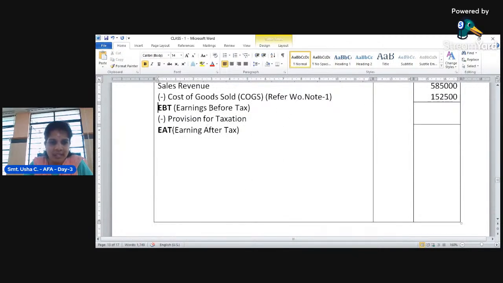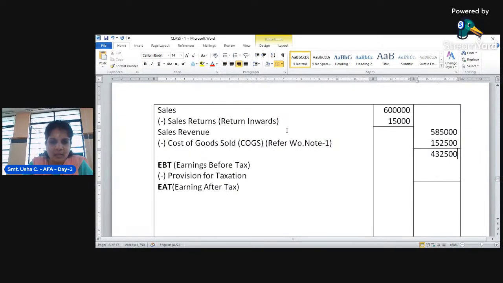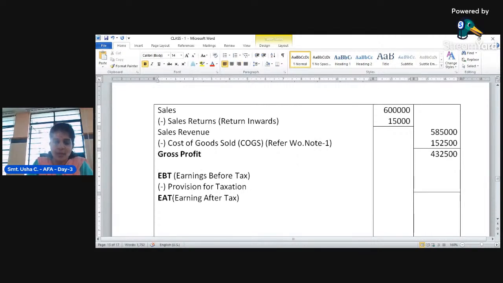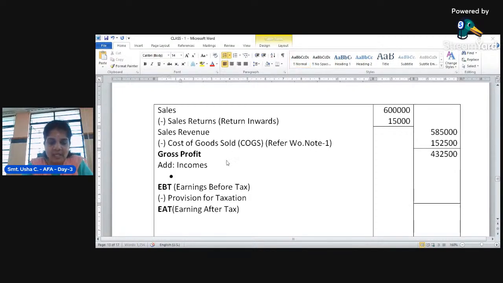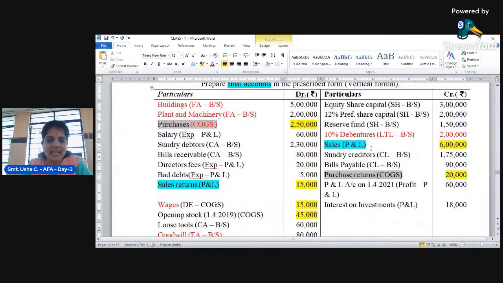What I'm doing here, the balance is 4,32,500. So this is taken as gross profit. For this gross profit, I'm adding all the incomes. What are the incomes? They have given profit and loss income. Where does this income come? Credit side or debit side of the trial balance? Credit side of the trial balance are incomes, right?